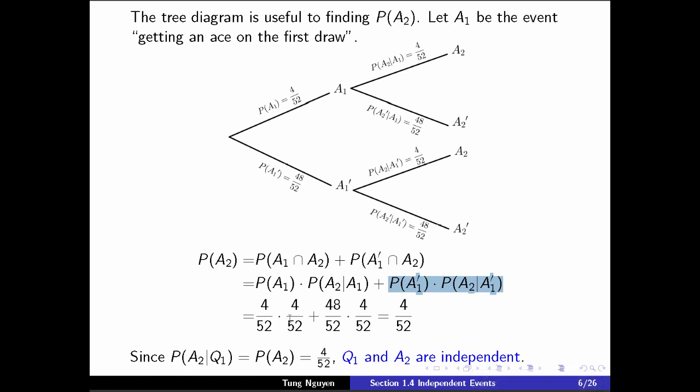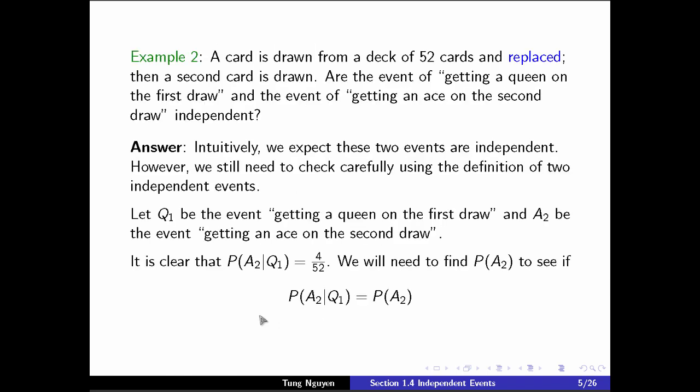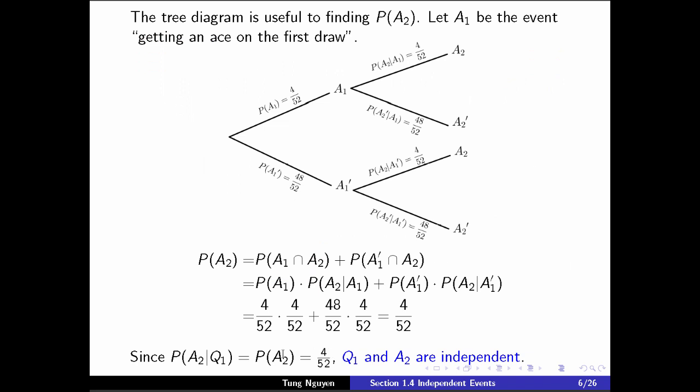So after we simplify, we will get 4 over 52, which is actually the same value as the probability of A2 given Q1, which we discussed earlier here. So because the probability of A2 given Q1 is the same as the probability of A2, then we can say these two events are independent.